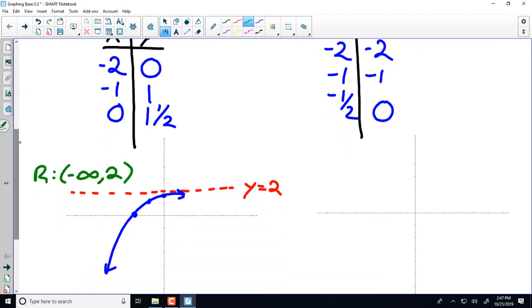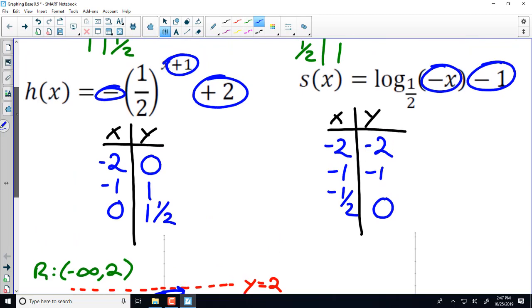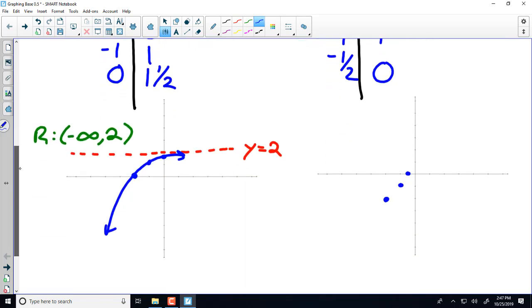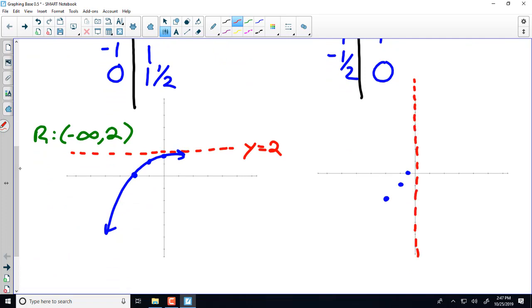So by plotting the points: (-2, -2) right there, (-1, -1) right there, and (-1/2, 0). Well, this graph reflected over the y-axis, and then it shifted down 1 unit. So the vertical asymptote didn't actually move, everyone. We're just on the other side of it. So the vertical asymptote is still here at x equals 0. It's just that the graph is over here.